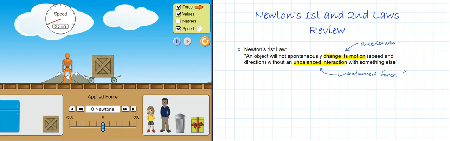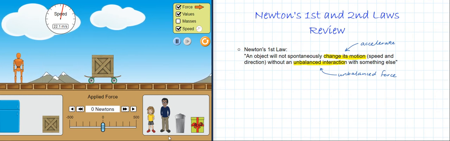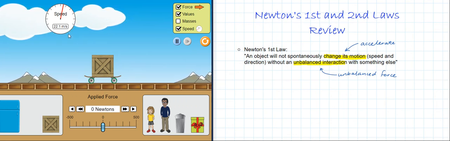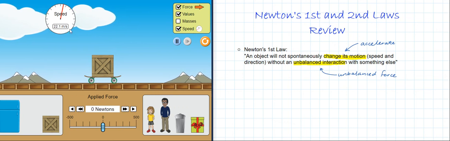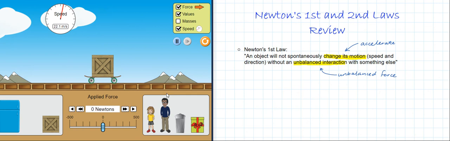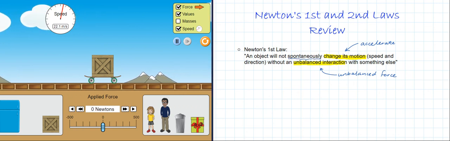Okay, so I have a phet.colorado.edu simulation up here. These are awesome. I have a link in the description below so you can check those out. And I'm just going to demonstrate this idea. First, we need to have this guy push this box and get it moving, and I'll just leave it. We can see that there's no friction in this case. The speed's 22.1 meters per second, and it's never going to change. So there's not going to be any kind of spontaneous change in motion here unless there is an unbalanced force interaction.